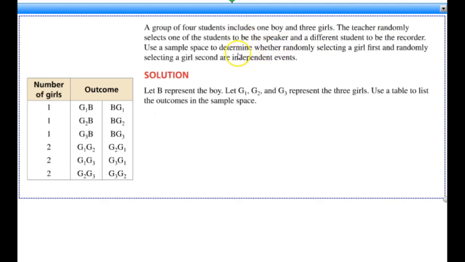So one of those could be a girl or both of them can be a girl. And I know that at least one of them has to be a girl because I only have 1 boy. So B is representing boy, G1 is girl 1, G2 is girl 2, and G3 is the 3rd girl. So I'm going to list out my table of possibilities.